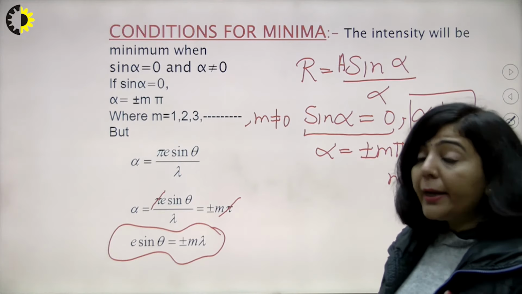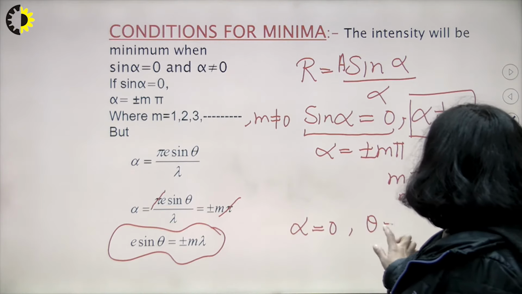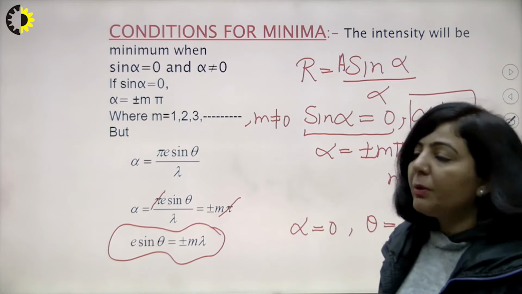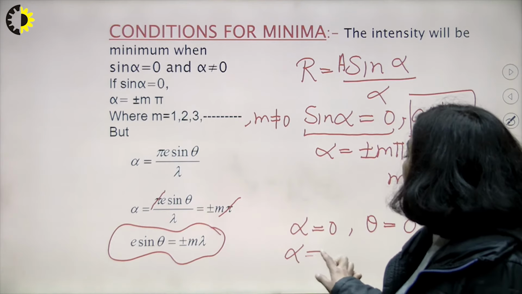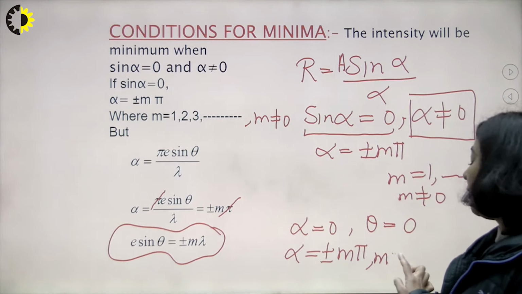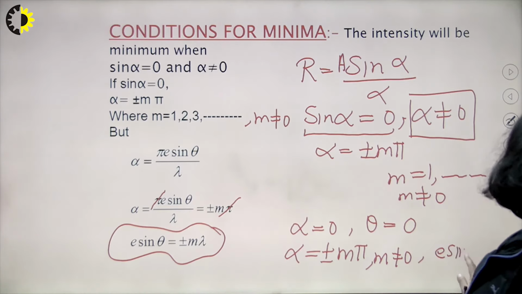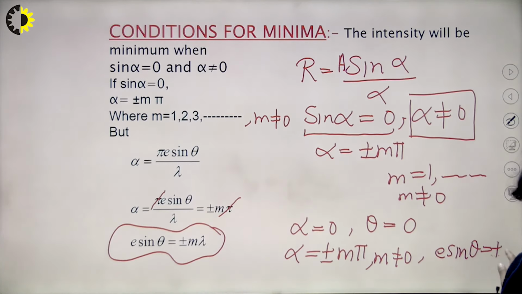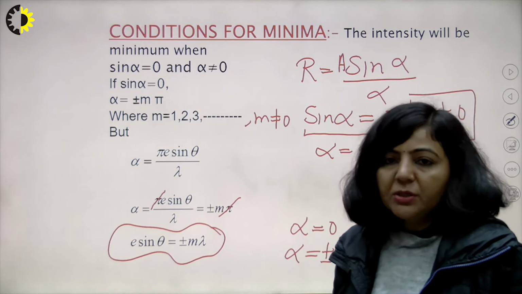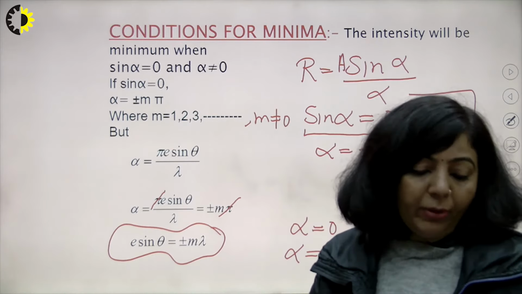Clear? So you get maxima when alpha is 0, when theta is 0. This is the condition of principal maxima. You get minima when alpha is plus minus m pi, but m is not equal to 0. That you have to remember. And in terms of theta, the condition is e sin theta is equal to plus minus m lambda. That is the condition of minima here. Now you have principal maxima and minima. Now let's decide the condition of secondary maxima.